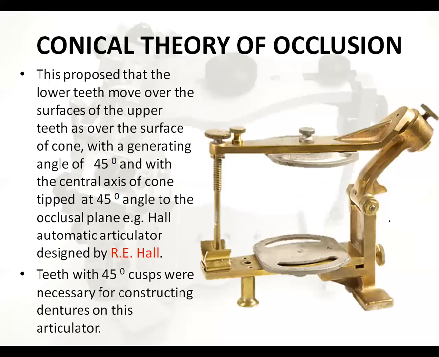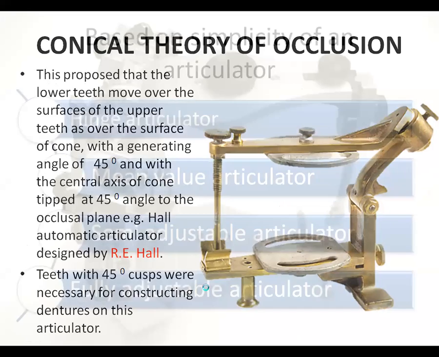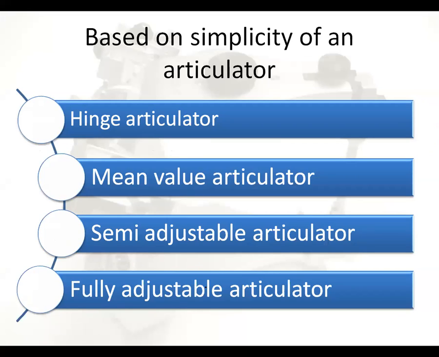Now, the last theory of occlusion was given by R.E. Hall. Basically, he proposed that the lower teeth move over the surface of the upper teeth, which forms a cone with an angle of 45 degrees, and the central axis of the cone is tipped at an angle of 45 degrees to the occlusal plane. So basically, all articulators are designed depending upon the conical theory of occlusion. The necessity for this articulator is that a 45-degree angulation of the cusp should be used.